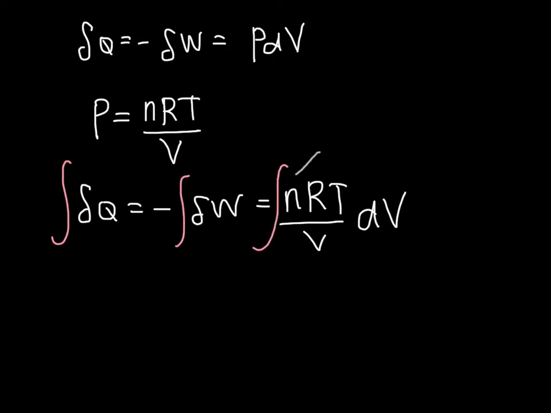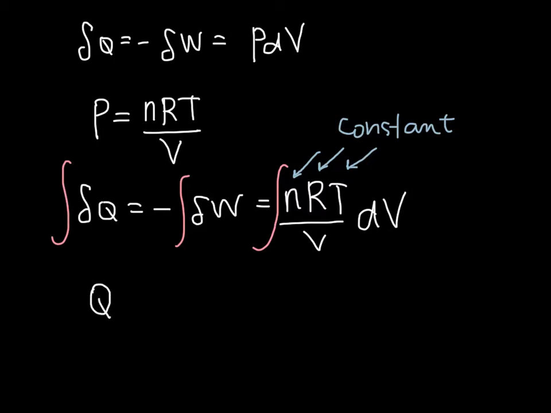And n is a constant, it's the number of moles in our system. R is a constant, it's the gas constant. T is a constant in this case because we're saying it's an isothermal process. So all of these things can essentially come outside of the integral, which makes this an easy integral to do.